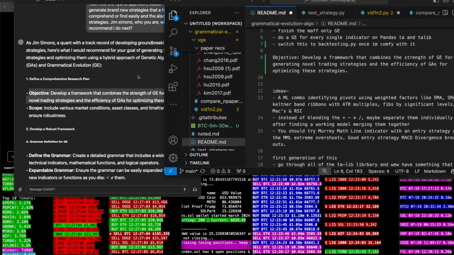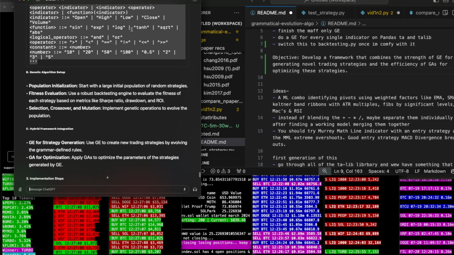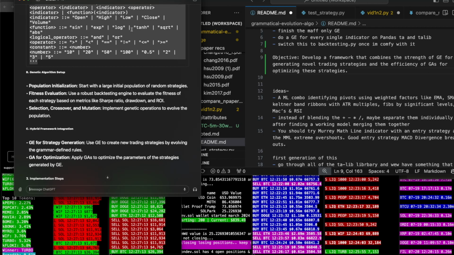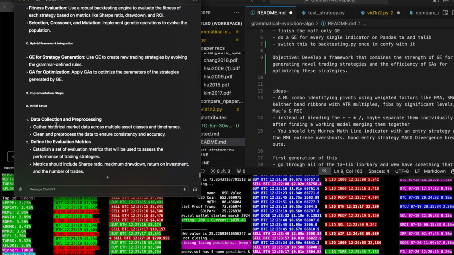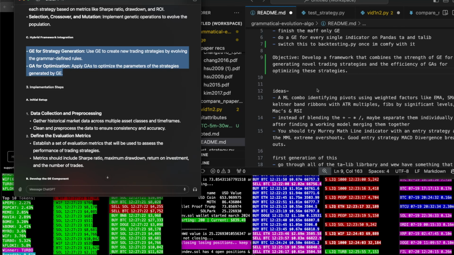777. Let's go ahead and keep it moving and develop a robust framework. Okay, genetic algorithm setup, initialization. Start with a large population, then fitness function, then selection, crossover. Then hybrid framework, GE for strategy generation, uses GE for the strategy, and GA for optimization. I love that.